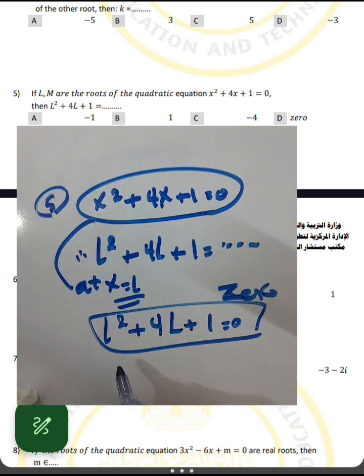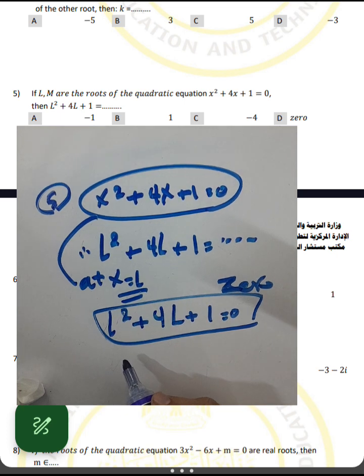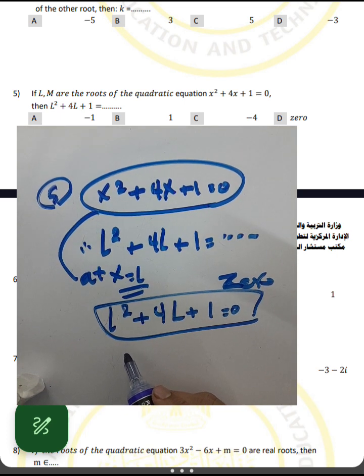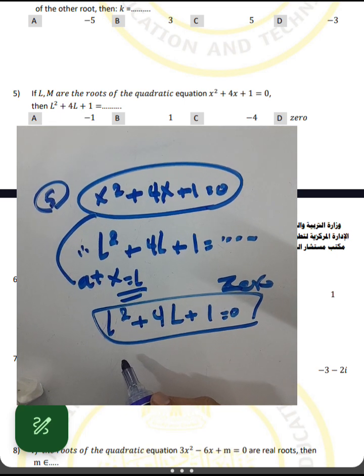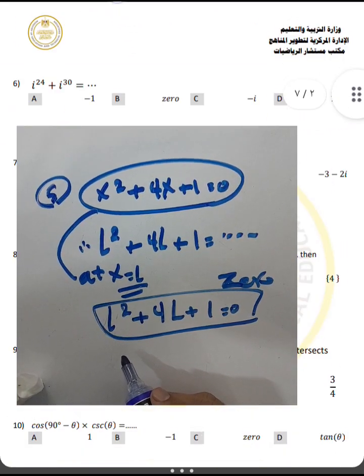See, a very easy example, because L and M are two roots of the quadratic equation here. Then L power 2 plus 4L plus 1 will be 0. Then question number 5, choose letter D, 0. It's very easy, okay?